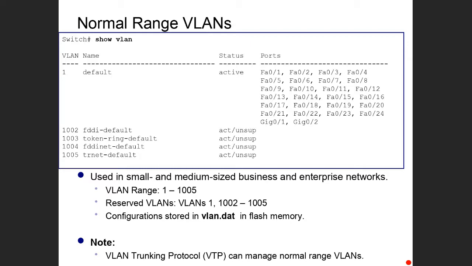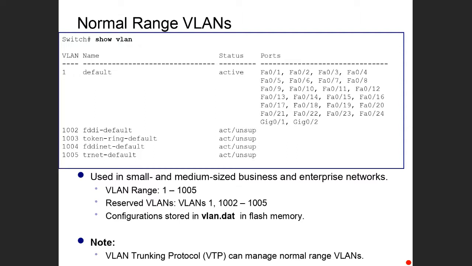So in a small or medium-sized business, we're going to use just the thousands, the first 1,000 or so. Now we can't mess with one. We can ignore it. We can move everything off of one. That's considered good security practice. 1002 through 1005, we're just going to pay no attention to those.